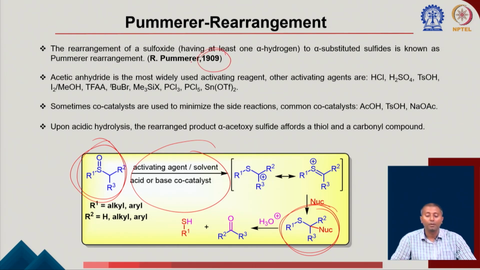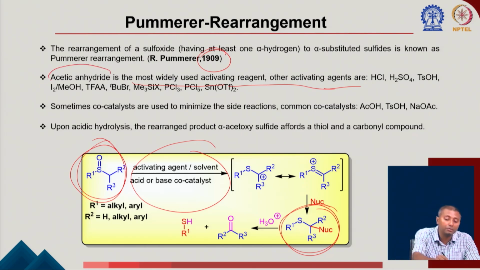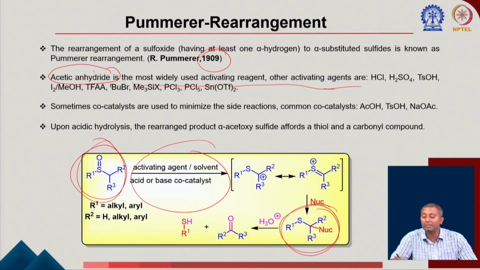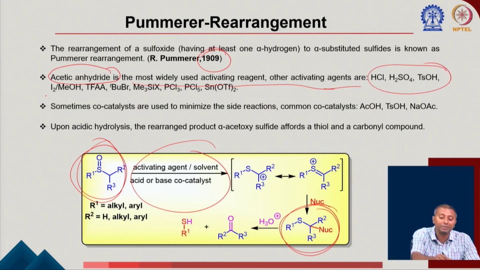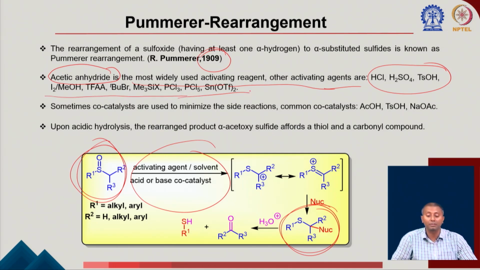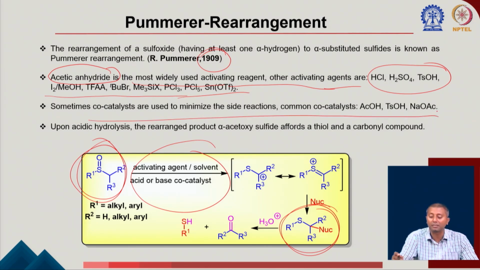Acid anhydride is the most widely used activating agent for this reaction. Most of the time you will see acid anhydride is the one used, but other activating agents can also be used, like different types of acid, different types of Lewis acid, or other combinations; all can be used for this rearrangement. Sometimes co-catalysts are used to minimize side reactions. If you are going to see some sort of side reaction, to stop them sometimes you can use a co-catalyst.